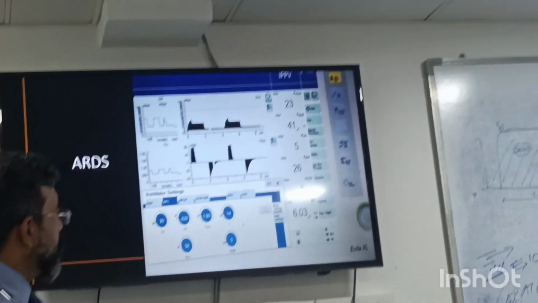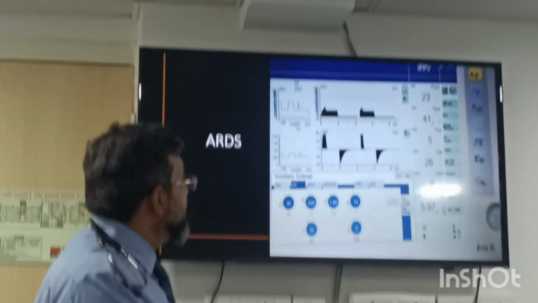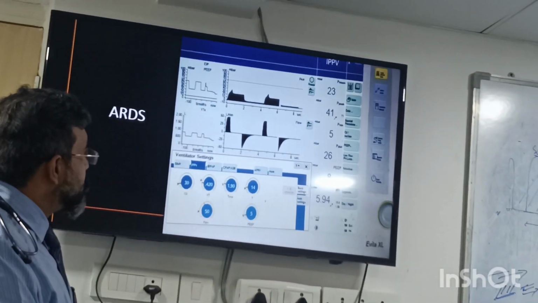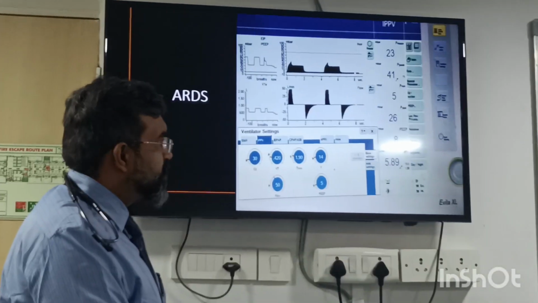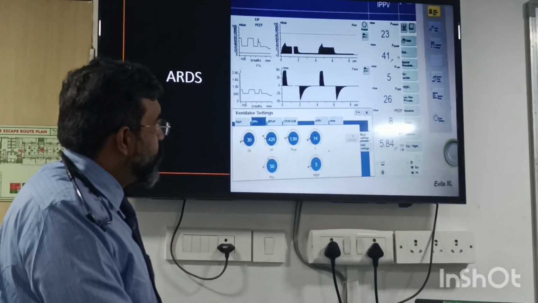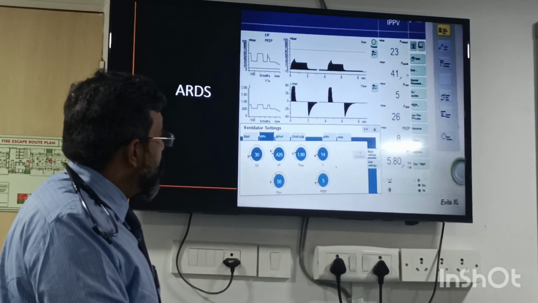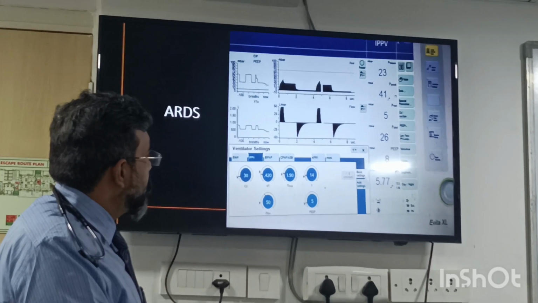It's going lower and lower. We are obviously taking some permissive hypercapnia here. Okay, so plateau pressure has come to 26. It's acceptable for me that my plateau pressure comes to 26, and even lower, I would be happy to take it even lower than that. Okay, so 5.8, 5.7, let us see where it comes and settles.